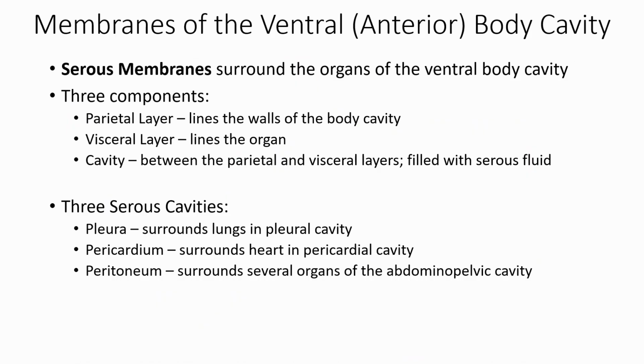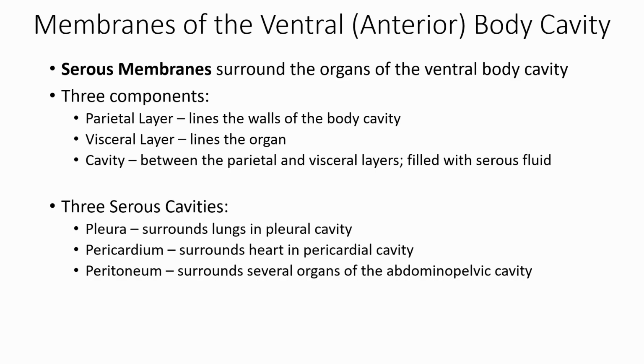We also have some membranes that surround the organs in these body cavities. And so we can talk about the 3 components to these. We have the parietal layer. This is what lines the walls of the body cavity, so it's kind of on the outer portion. The visceral layer is what lines the organ itself. And then there's a small cavity between these 2 layers, with fluid in between. So these layers are not stacked on top of each other in direct contact. The parietal and visceral layers have a buffer zone, this cavity between them with serous fluid, so that they're not actually touching each other directly.